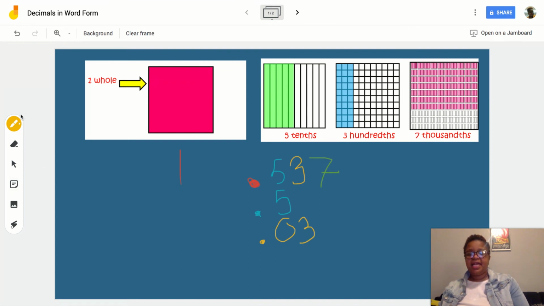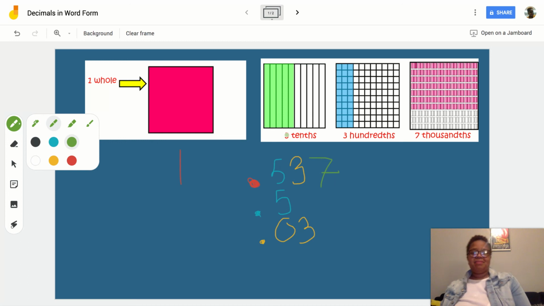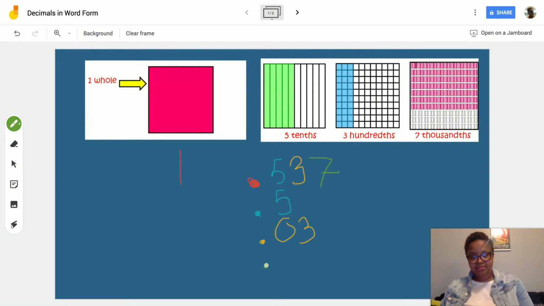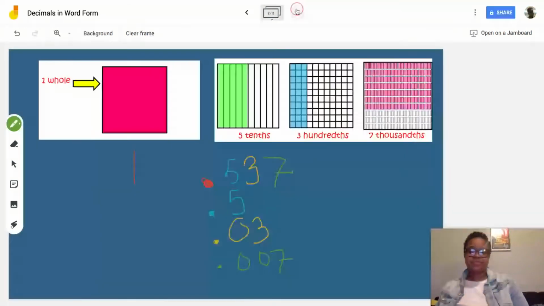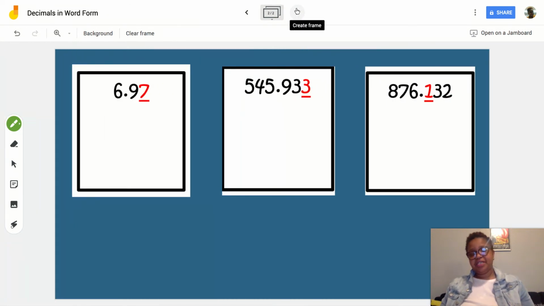And then our last number that we have is thousandths, 7,000ths. I'm not going to write 5 and 3 because I just want the number that's in the thousandths place. Again, our decimal, the number that we use as placeholder is 0, 0, 7. And that is how we take a word form of decimal notation and then we put it in actual number notation.